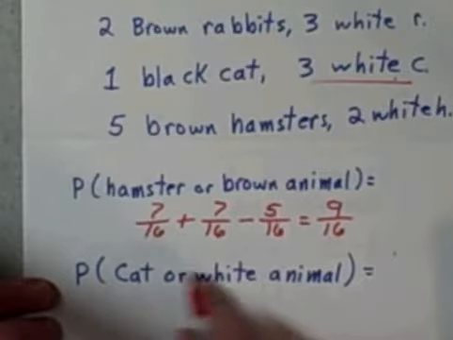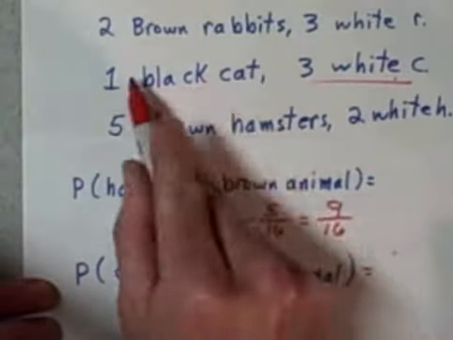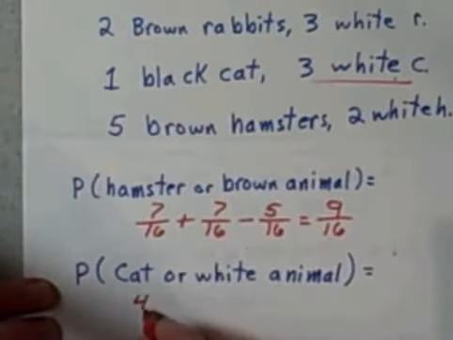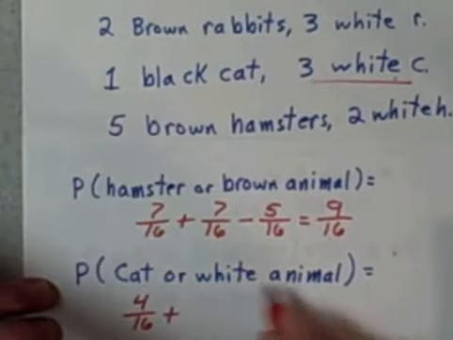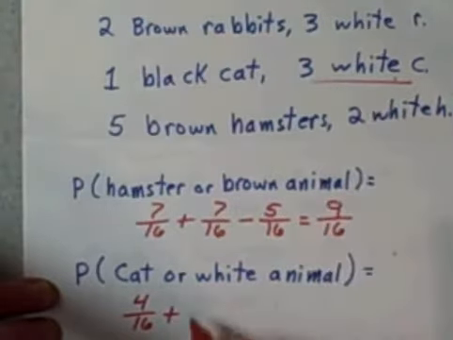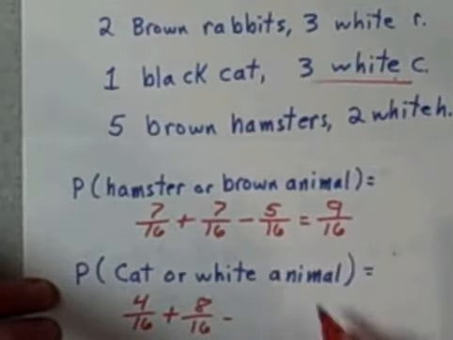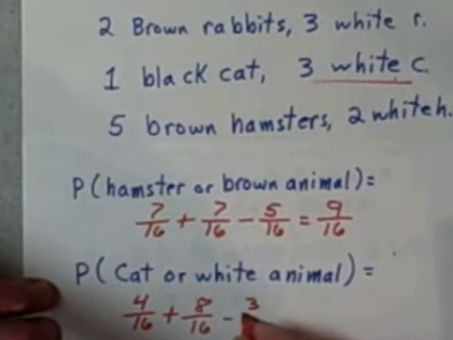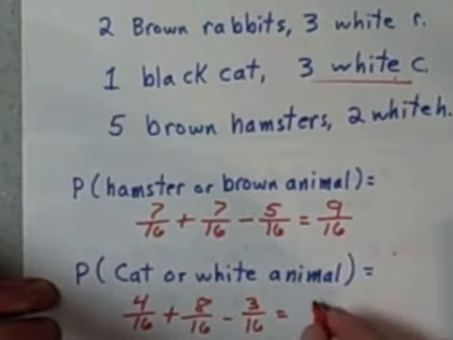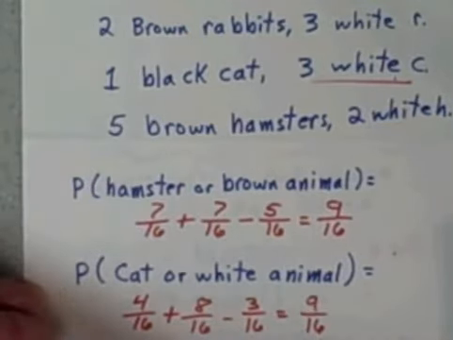So we'll have to back this out because we know we're going to be counting them twice. So the probability of getting a cat is, well, there are 4 cats altogether. That's 4 out of 16. The probability of getting a white animal, we counted that earlier as being 8 out of 16. But we've counted these 3 white cats twice. So we have to back out one of those groups of 3. So that adds up to 12/16 minus 3/16, which again happens to be 9/16.